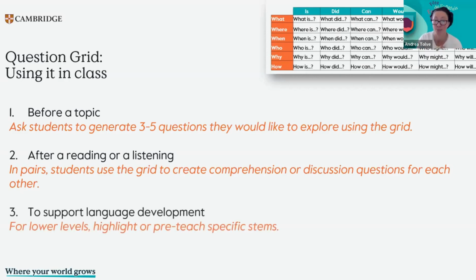And the third idea is to support, of course, as we mentioned, language development. So for lower levels, we could use this to highlight or pre-teach specific question stems as well. So what is, where can, why might. So it can also provide support for those lower levels. Again, you could maybe post it on the wall, or you could hand it out to your students so they can have it as a reference, and they can naturally start bringing it with them to class, and that's helping them take control of their own learning.